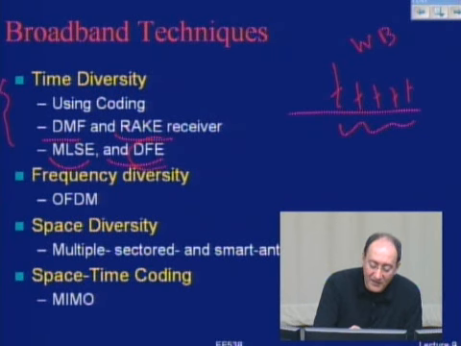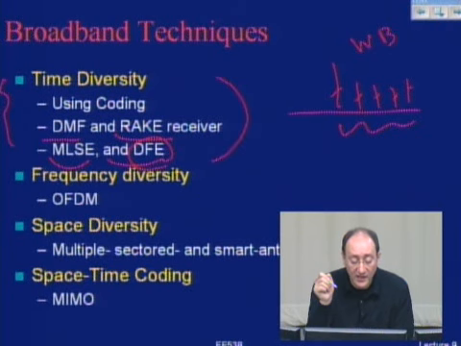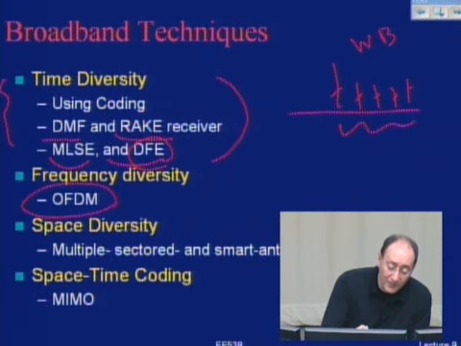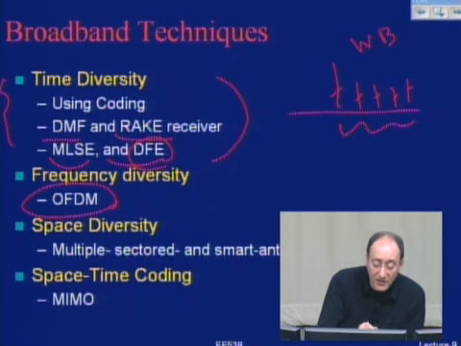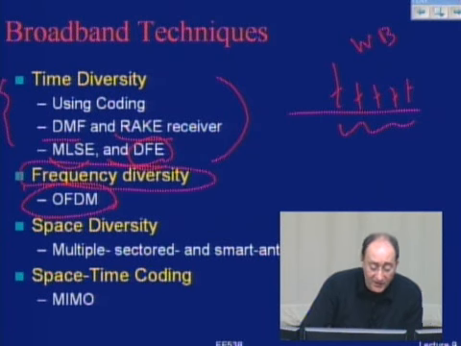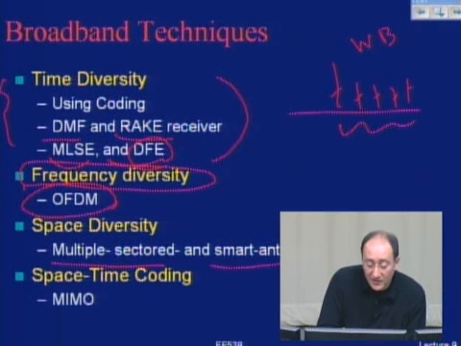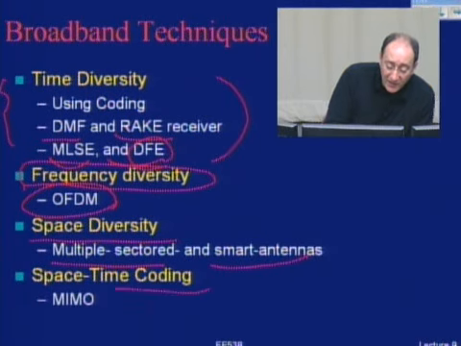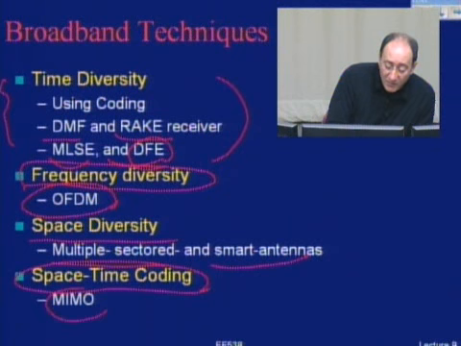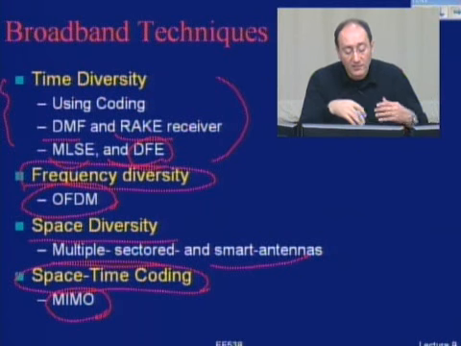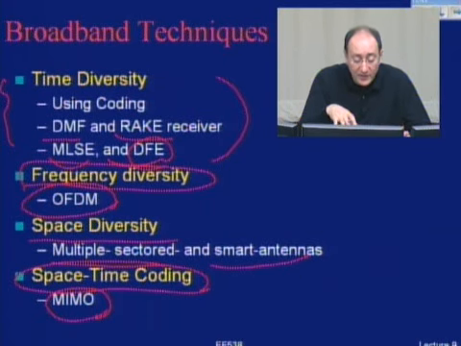Decision feedback equalizer. These are the techniques that I will call time diversity techniques, and I will discuss them in the second part of the lecture. Then I can use OFDM, which uses the so-called frequency diversity. And then I can use multiple antennas or smart antennas, which I can call space diversity. Or I can combine them, like combining space-time diversity and MIMO. And with each of these, I'm somehow taking advantage.